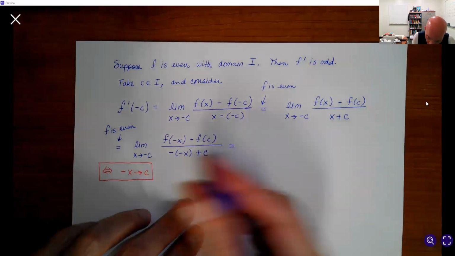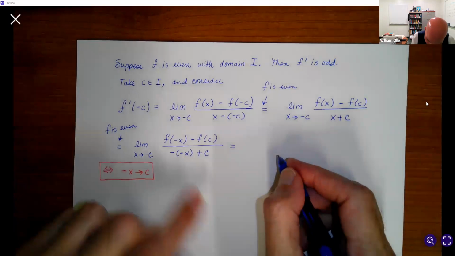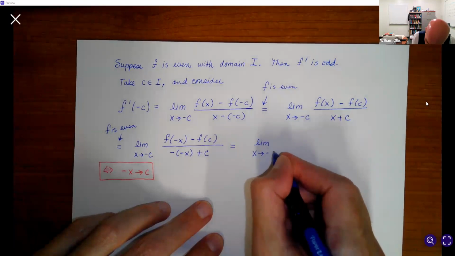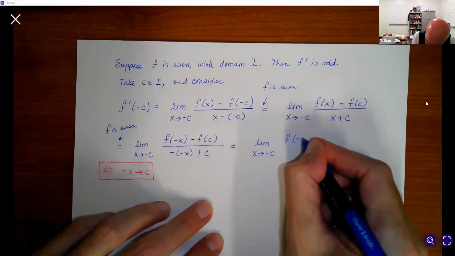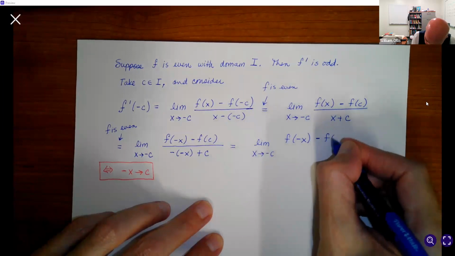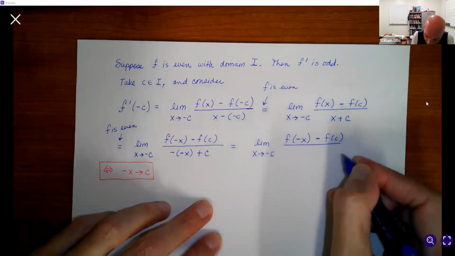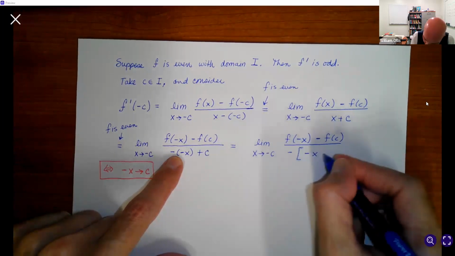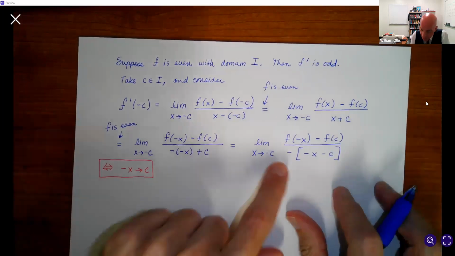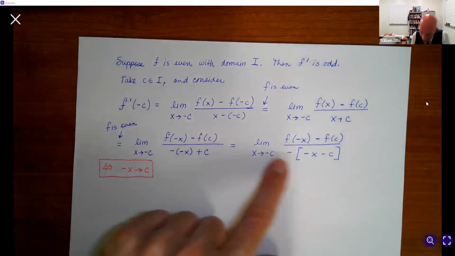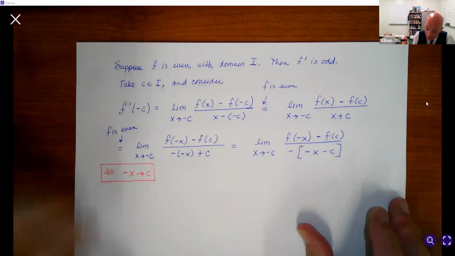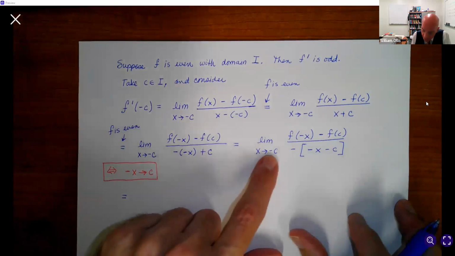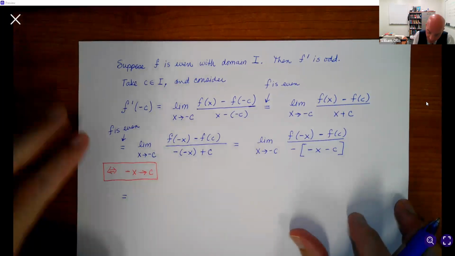And so now we're like, okay, that's where we can factor. So we have the limit as x approaches negative c of f of negative x minus f of c. And now, of course, we'll factor one of the negatives. So we have the negative of negative x minus c. Of course, the negative preserving the positive here and the negative preserving the negative there. And at this point, we can now toggle. So now if x is approaching negative c, negative x is approaching c.